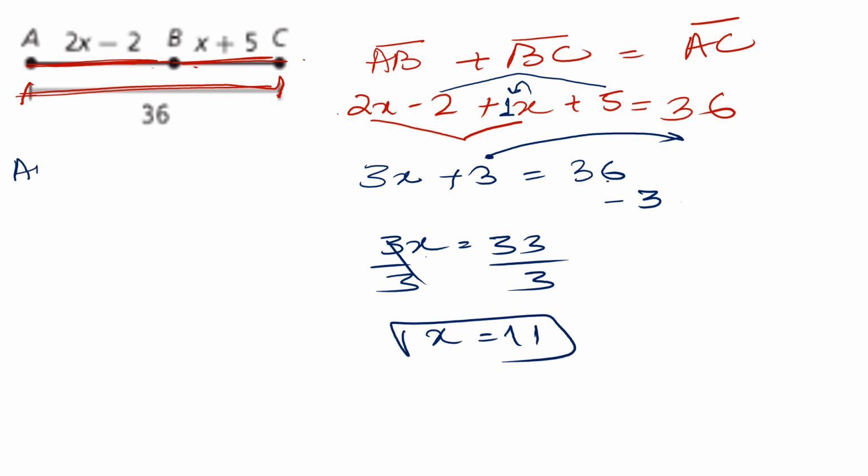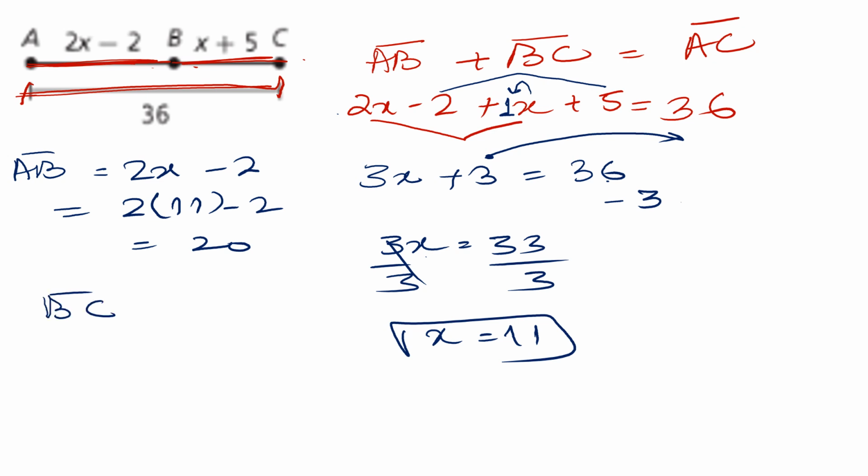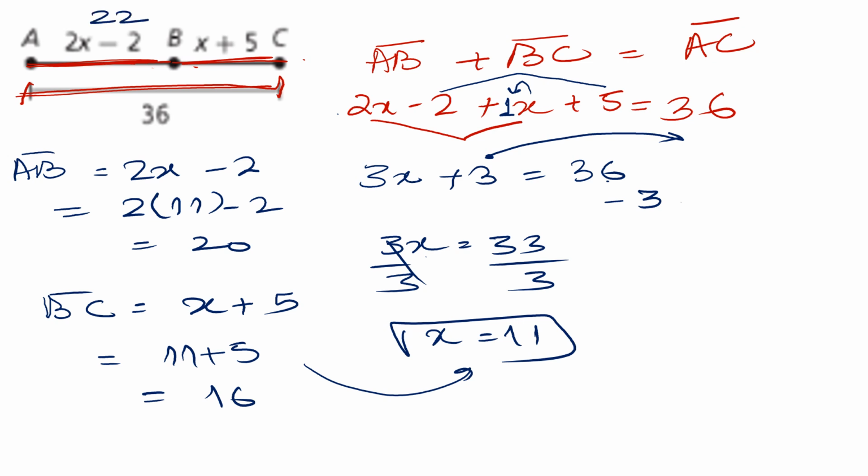If I want to find out the AB, it is 2x minus 2. Replace the x by the 11 minus 2. So 22 minus 2 is 20. Next, we have to find out the BC. So BC is x plus 5. Replace x by the 11, which is from here, plus 5. So we will get 16. Now total is 36. Look here, it is 20. It is 16. 20 plus 16 is 36.